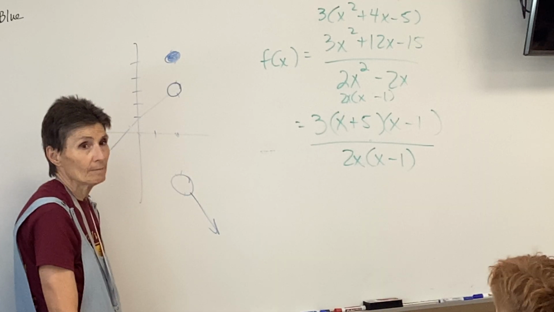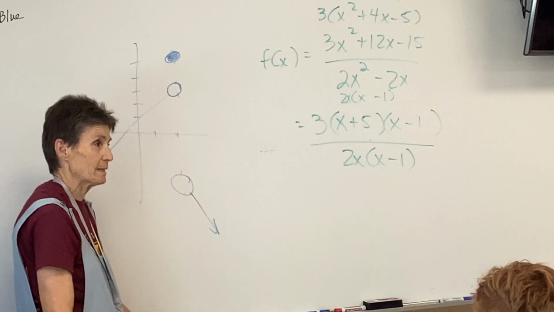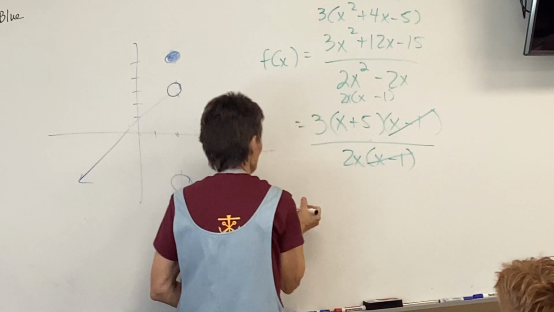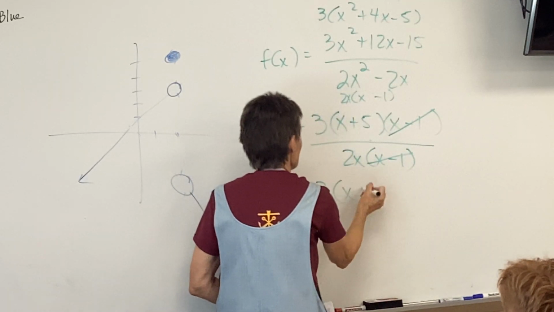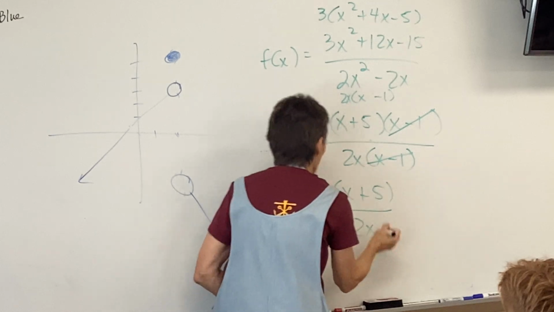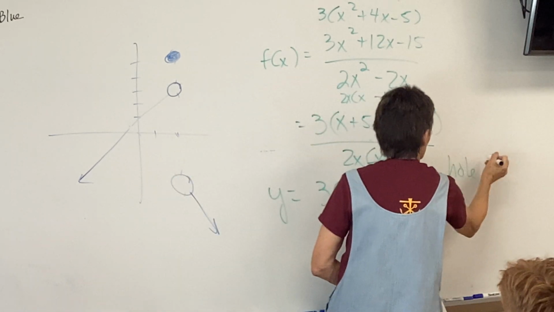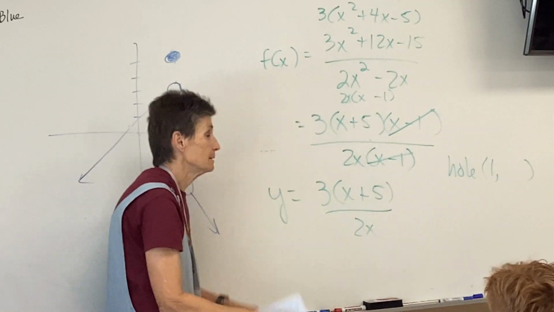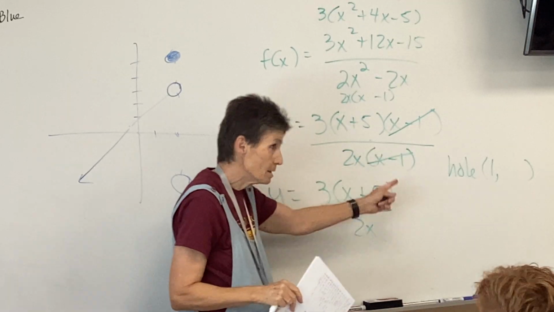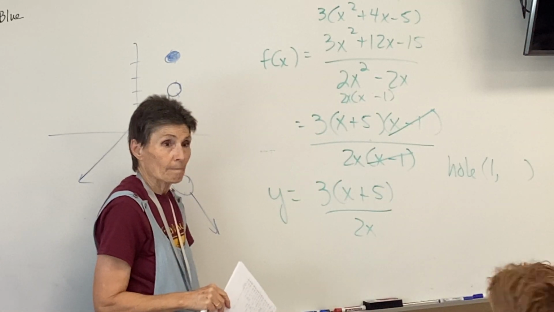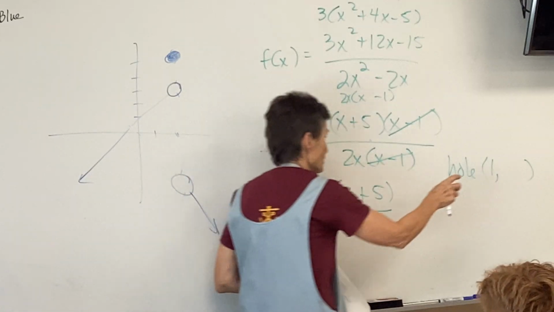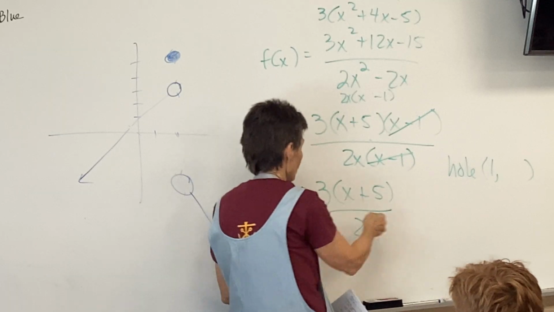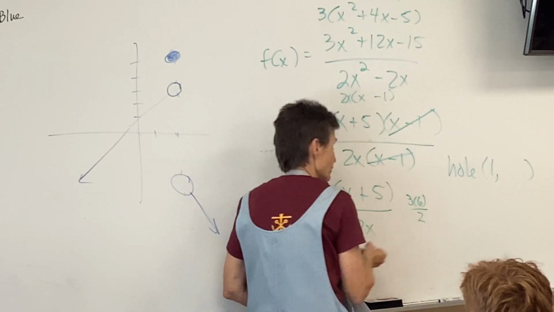Is everybody with me to here? Obviously, we can't get here, we gotta get to this point, right? Alright, then we know this, I can cancel. So that means that I will have a hole at x, where x is 1. The hole is a point, the x coordinate comes from here, so it will be at 1. Then I'll find this part by plugging 1 back in over here. So 3 times 6 over 2, looks like 9.